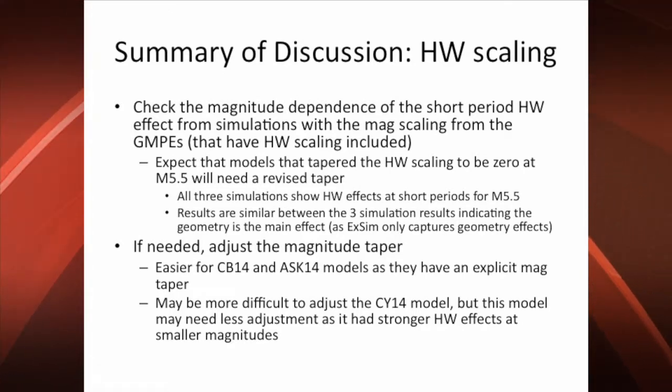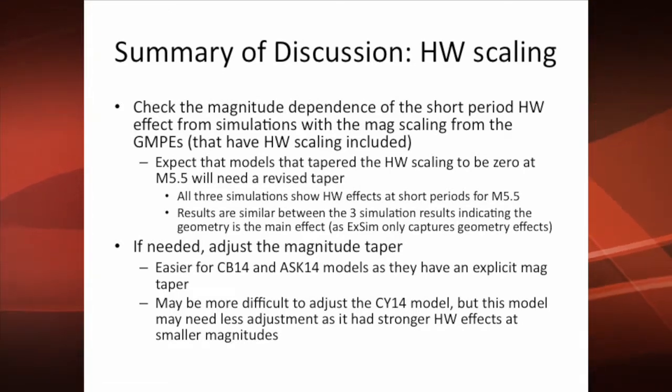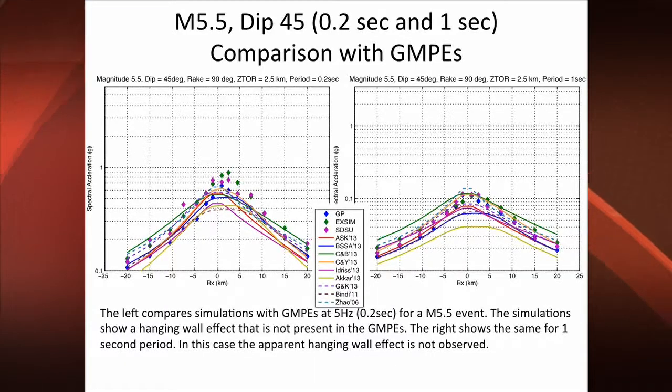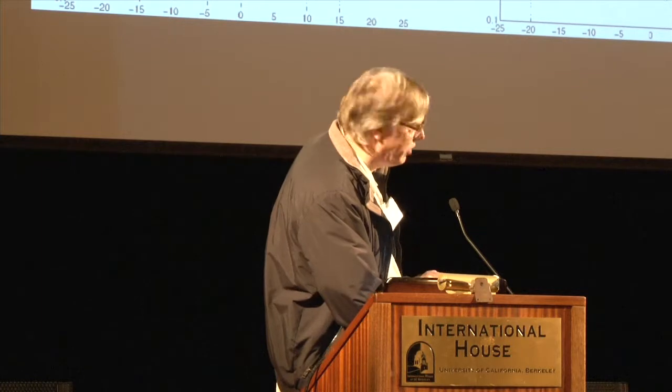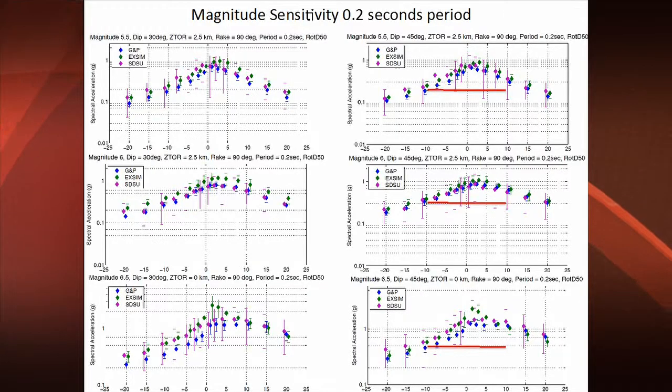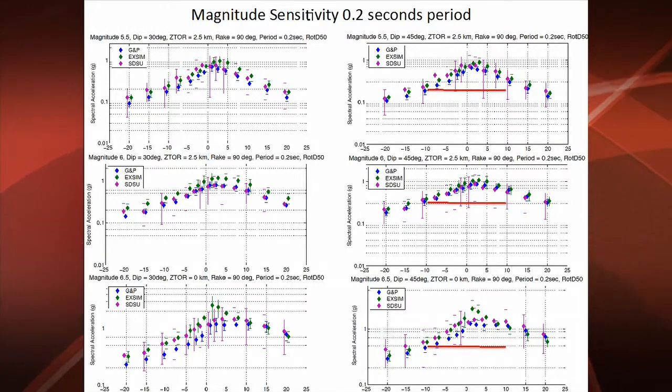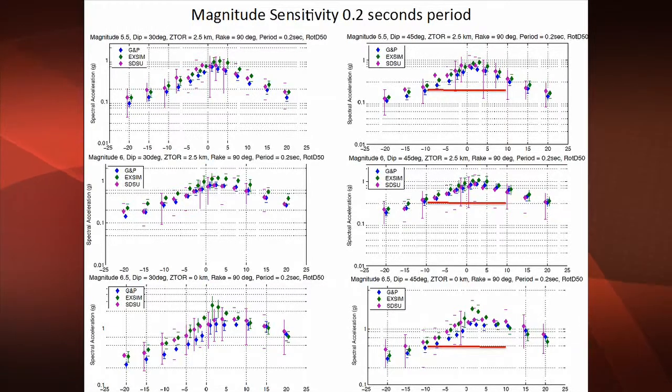Ken? It seemed from those, when you drew that horizontal line, that the hanging wall effect was actually being observed, at least in the simulations, out to 20 kilometers or so. I think we do have data there. Have you compared the simulations with the data? I went through this. Remember, what's on the x-axis here is not rupture distance, it's Rx. So these points at 10 here and 10 here are not at the same rupture distance away.